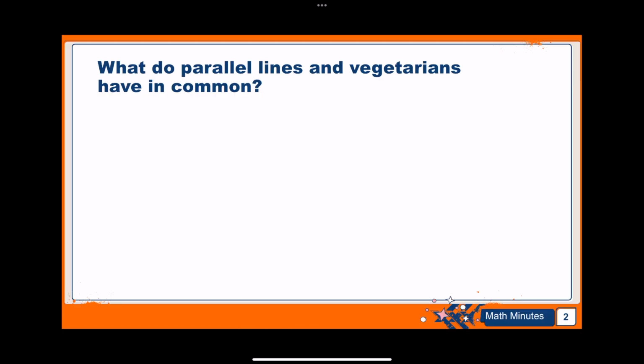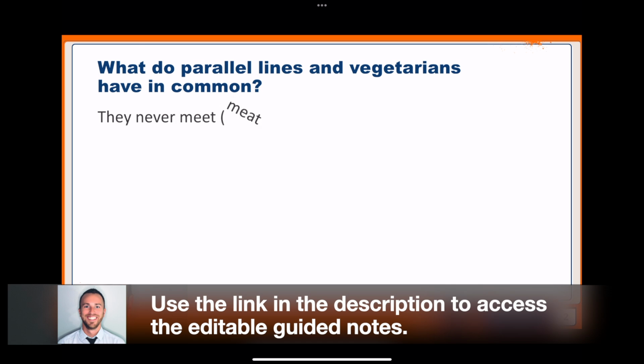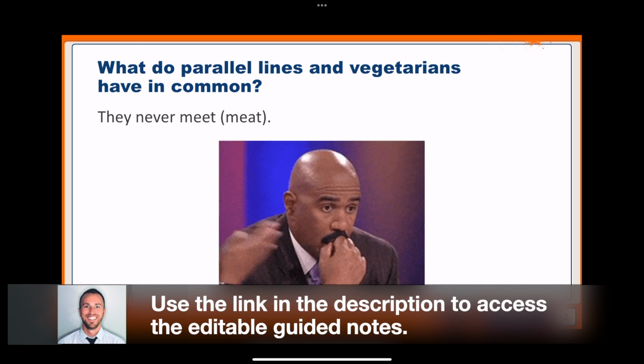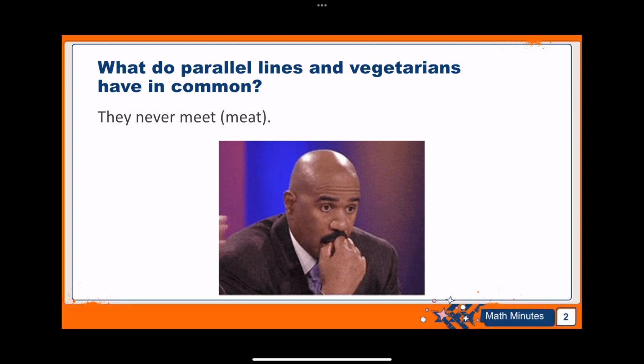Before we get started though, what do parallel lines and vegetarians have in common? They never meet. Get it? They never meet. No. Okay. All right. Anyway.